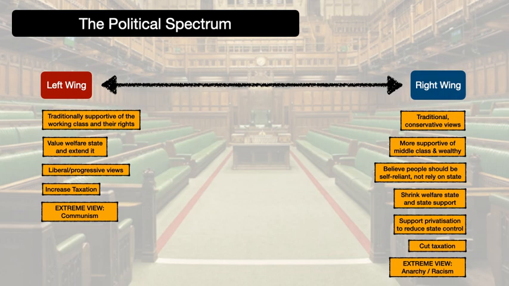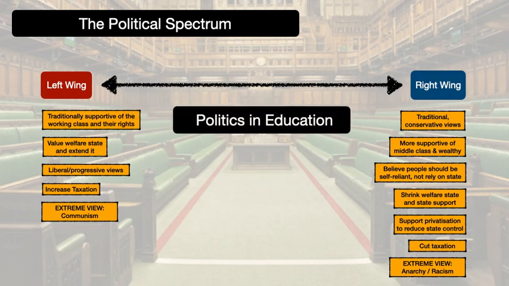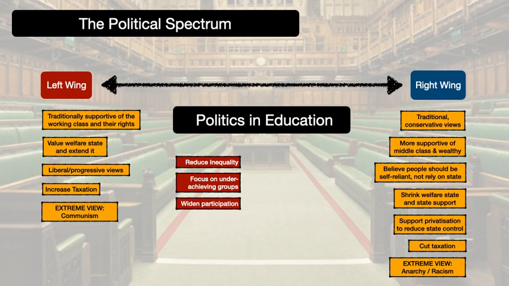So how does this fit into education? Well, politics within education also can organise itself to left and right. Those who follow a more left-wing ideological framework are more likely to want reduced inequality in education as well. There's more likely to be a focus on underachieving groups in society to try and bring about a sense of balance. They would like to widen participation so that fewer people are excluded from the education system. And, of course, to try and use the education system to improve social mobility amongst social groups, from working class to middle class, for example.